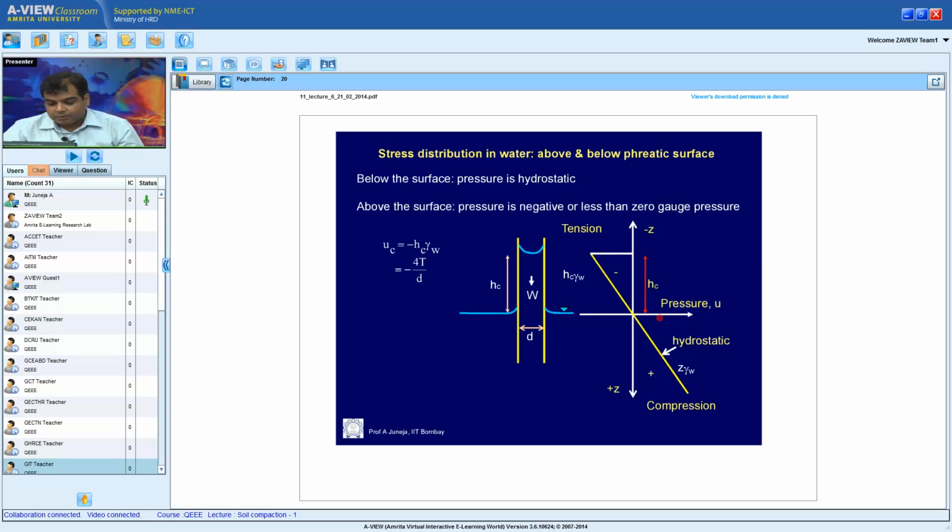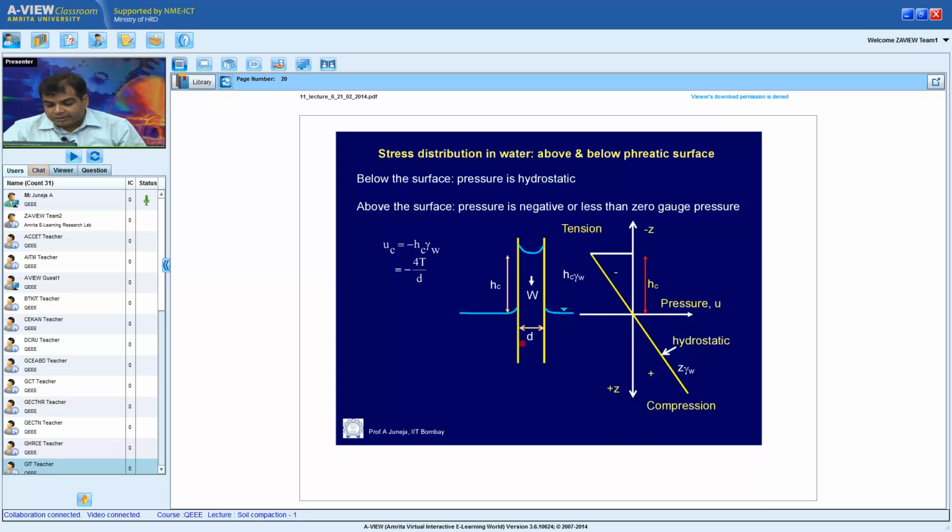Look at the sketch over here. This horizontal line is the water line. That's the water table, the groundwater table. And I'm still looking at the tube. The capillary tube is still with me. So I've inserted the tube over there.